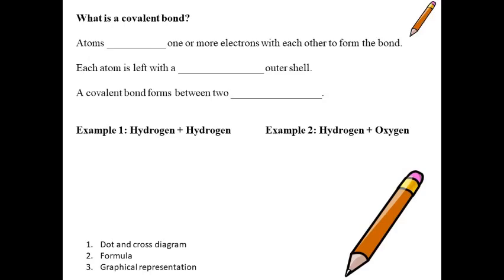And the other thing to remember is that covalent bonds only happen between 2 non-metals. So if you have a metal and a non-metal, you will get ionic bonding. And if you have 2 non-metals, you will always get covalent bonding.